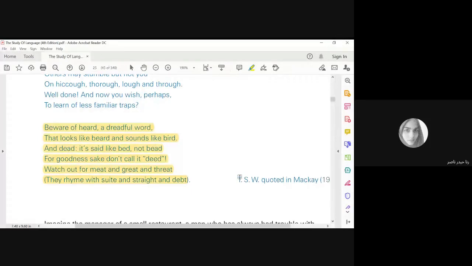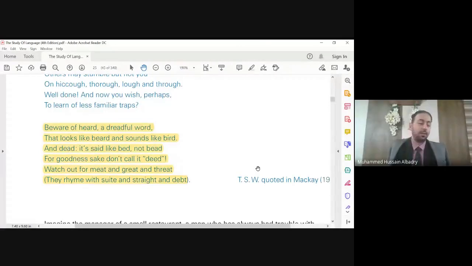Yes, beware of herd, a dreadful word that looks like beard and sounds like bird. Indeed, it's said like bed, not bead. For goodness sake, don't call it deed. Watch out for meat and great and threat. They rhyme with suit and straight and depth. Yes. Oh, thank you, all of you. Thanks so much.